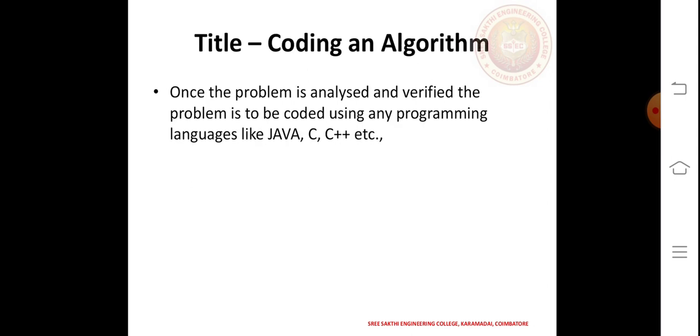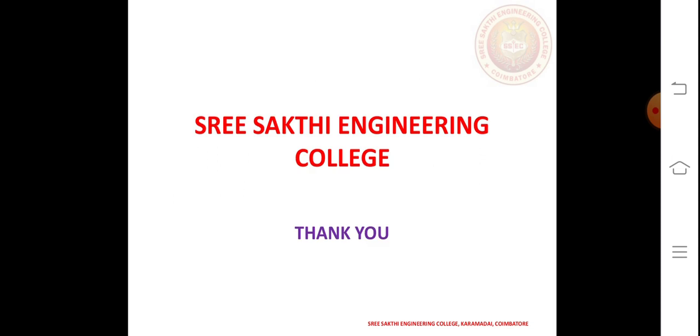And the final step is that we have to code an algorithm. Coding an algorithm means that once the problem has been specified, verified and analyzed, we have to complete the problem using any programming language like C, C++, Java. That is the coding of an algorithm. These are the main steps that come under the fundamentals of algorithm problem solving.